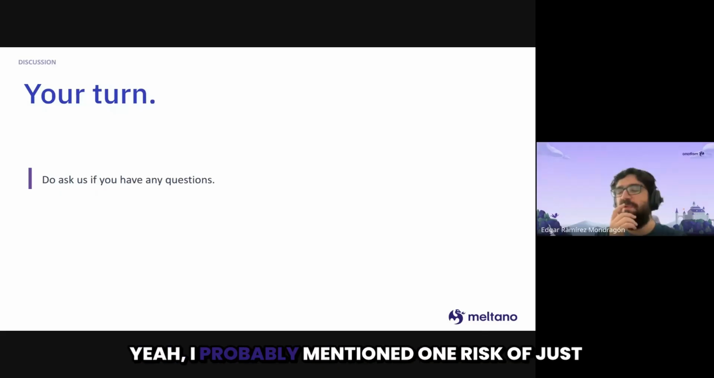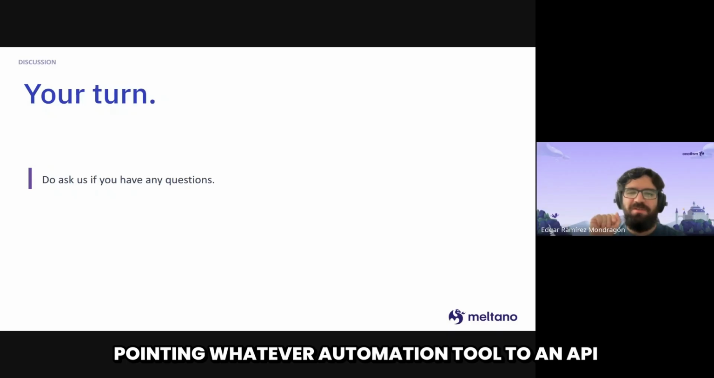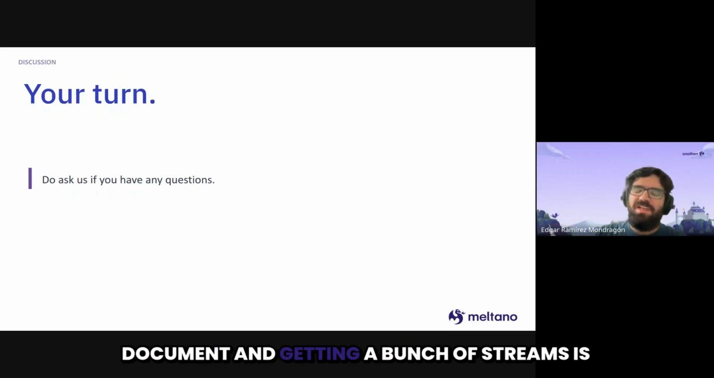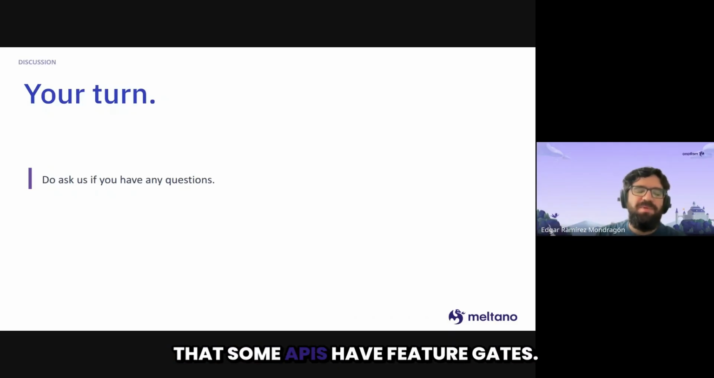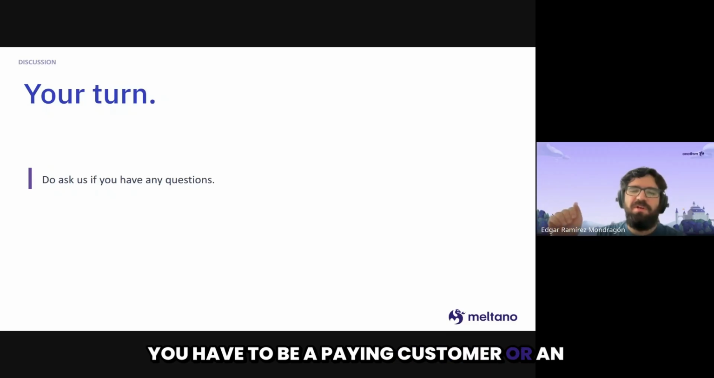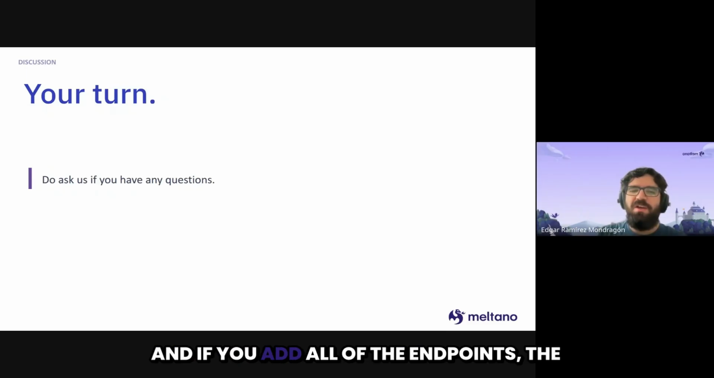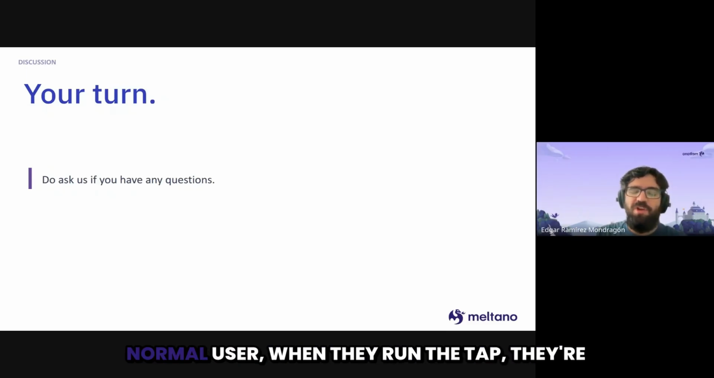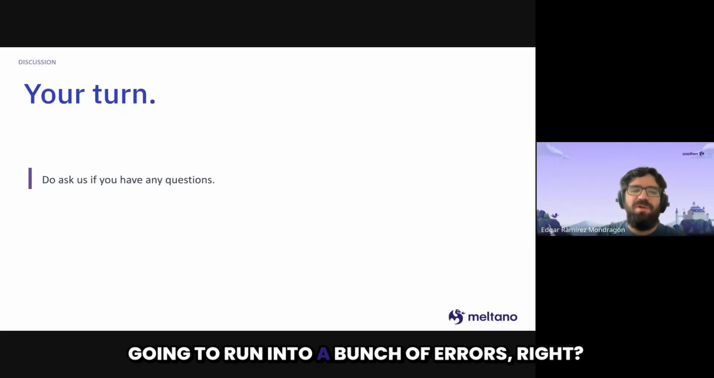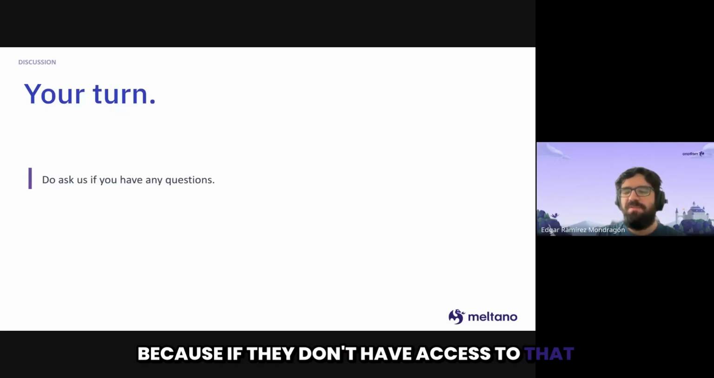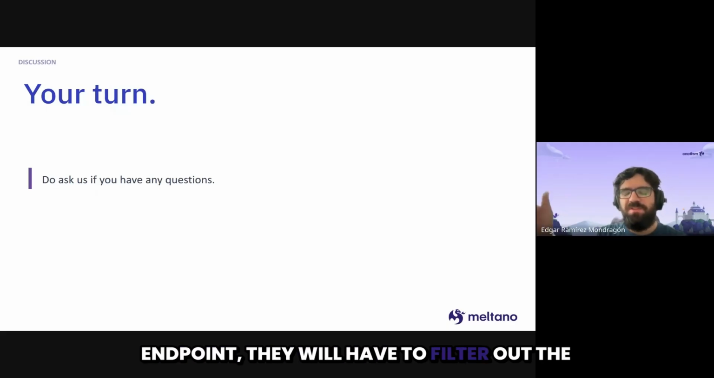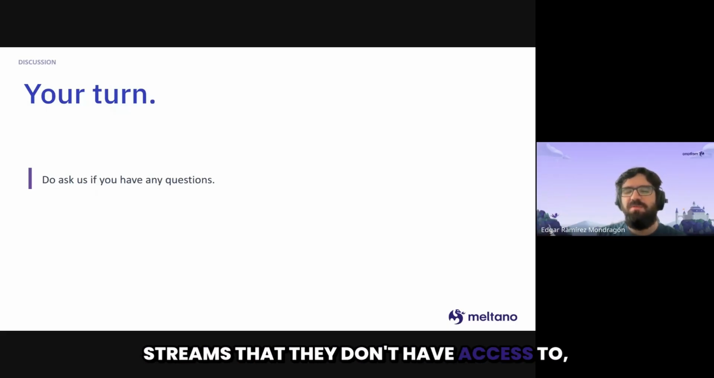Yeah, I should probably mention one risk of just pointing whatever automation tool to an open API document and getting a bunch of streams: some APIs have feature gates, like you have to be a paying customer or an enterprise customer to have access to certain endpoints. And if you add all of the endpoints, the normal user, when they run the tap, is going to run into a bunch of errors, right? Because they don't have access to that endpoint. They will have to filter out the streams that they don't have access to, things like that.